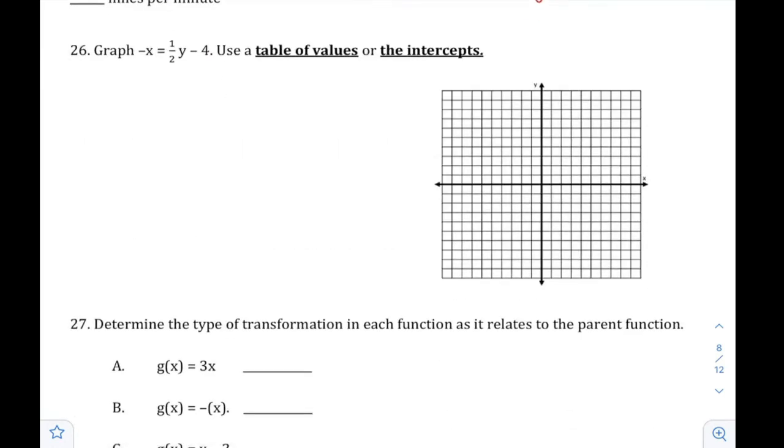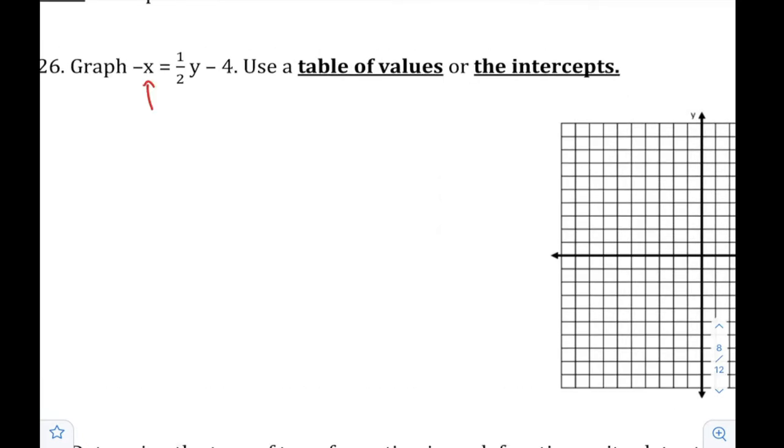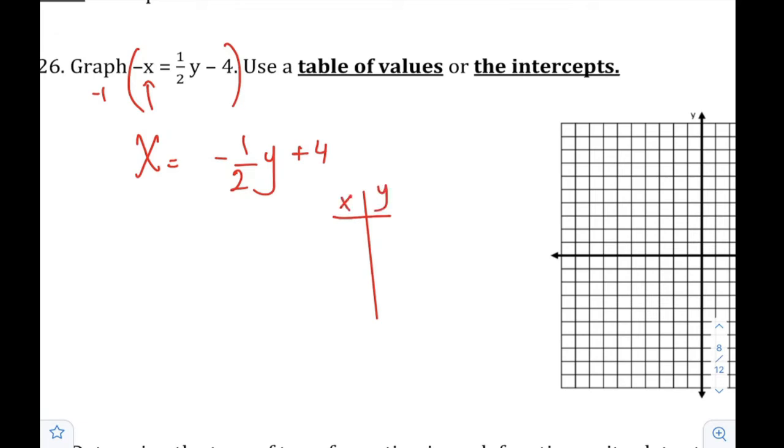Graph negative x equals half y minus 4. Use table of values or the intercepts. This time I will use table of values. Since x is solved for, on one side already, we can multiply the equation by -1 to have x, not negative x. So when you multiply by -1, all the signs will change. Why am I doing that? Because when I am generating my table, I will assume y now to solve for x, because y is our input here.